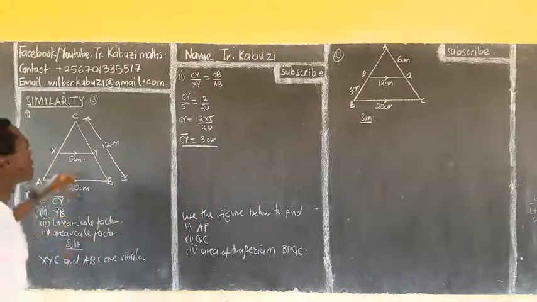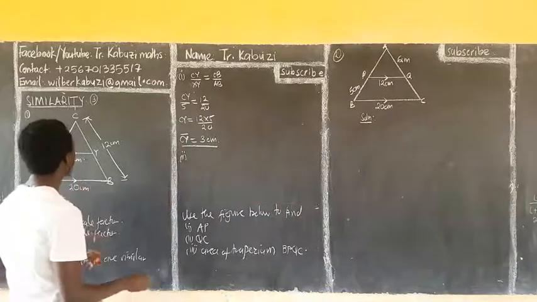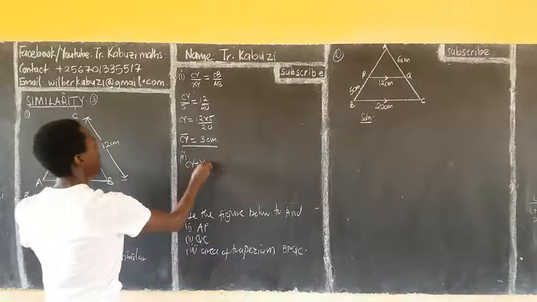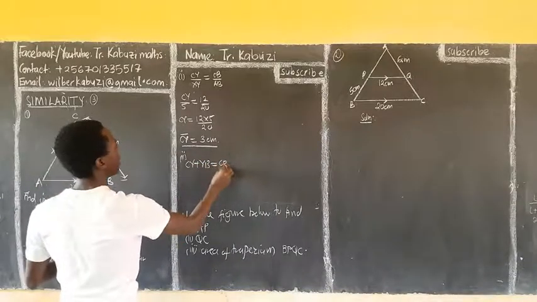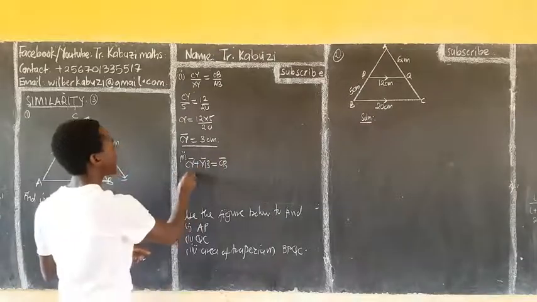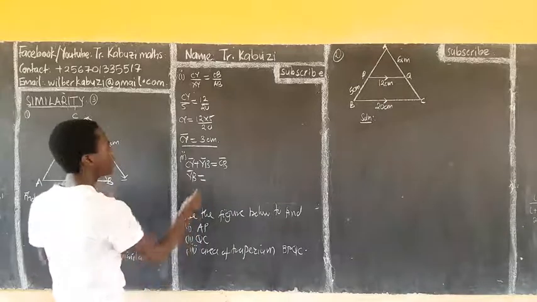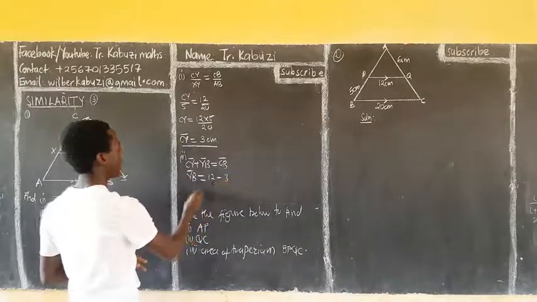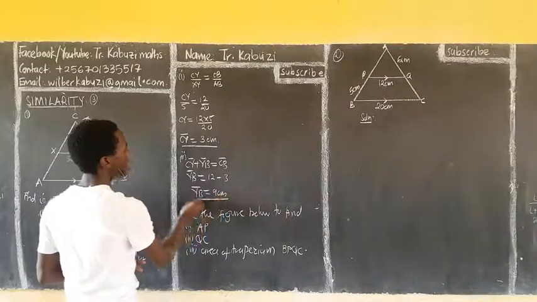Now, YB. How do I get YB? YB is very easy. CY plus YB, the whole is giving me CB. These are lines. So I have CY, so my YB is going to be CB, which is 12, minus CY, which is 3. So my YB is going to be 9 centimeters.